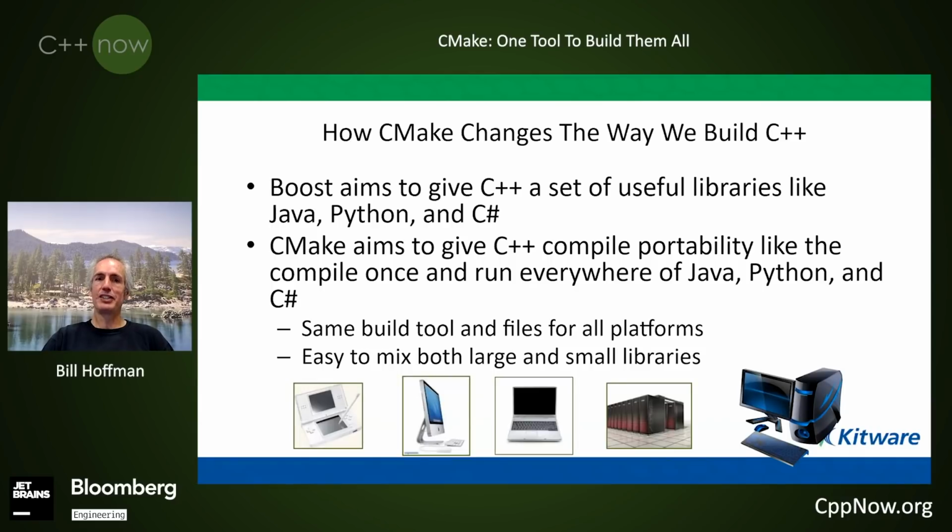CMake aims to give C++ compile time portability. You can't compile it once and run it anywhere, everywhere, like Java or Python or C#, but at least we can have the same build tool and files that work across platforms and make it easy to mix both small and large libraries. You remember the original goal was this ITK project, which was meant to be used by researchers.